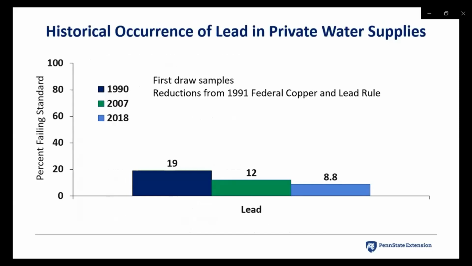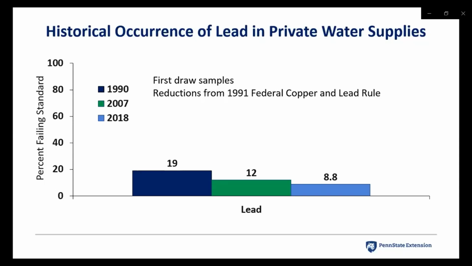we did was actually collected in the late 1980s, and we published it in 1990. And we found that 19% of the private water systems in Pennsylvania failed the drinking water standard of 15 parts per billion for lead. In 2007, we did another statewide testing of about 700 homes and found that 12% exceeded the drinking water standard. And then in 2018, and actually this study is still ongoing, but we have about another 800 water supplies across the state, and we're just under 9%. So we see a general reduction.